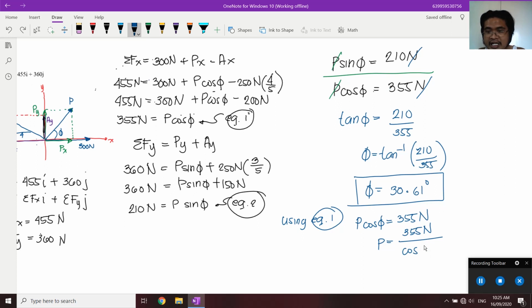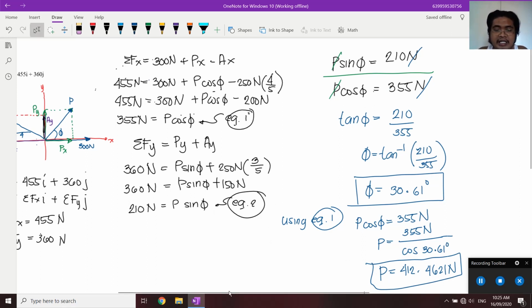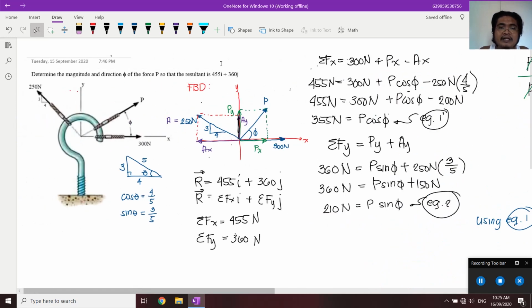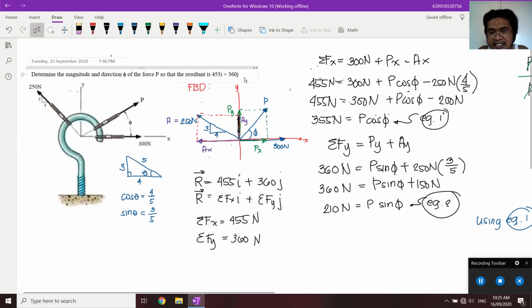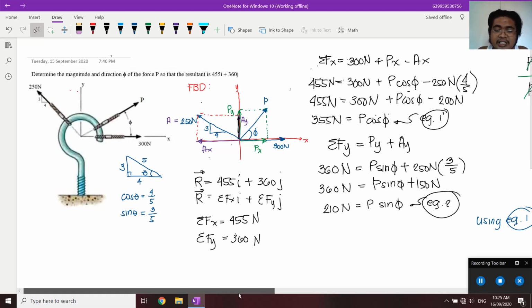Kung saan si phi ay sabi natin ay 30.61 degrees. And therefore, solving for P, 355 divided by cosine 30.61 gives you 412.4621 newtons. So, dapat yun ang magnitude ng P para lumabas ng ating resultant ay equal kay dito sa binigay natin na 455i plus 360j. So, same lang. As you will notice, same lang siya.